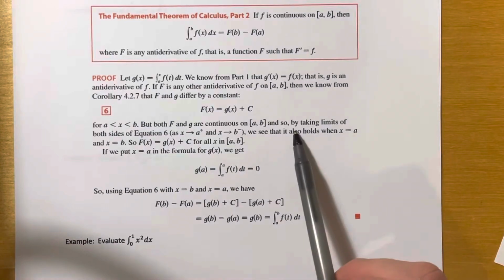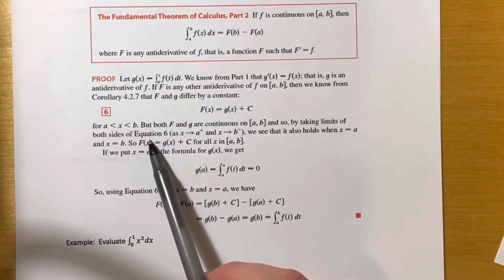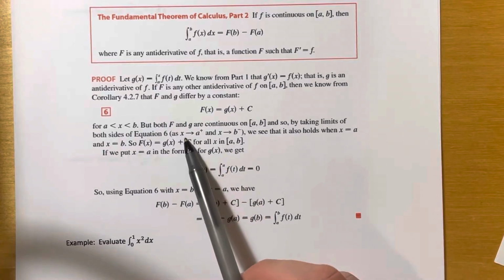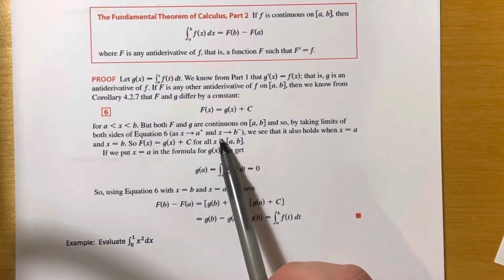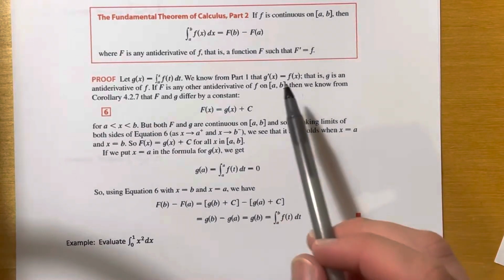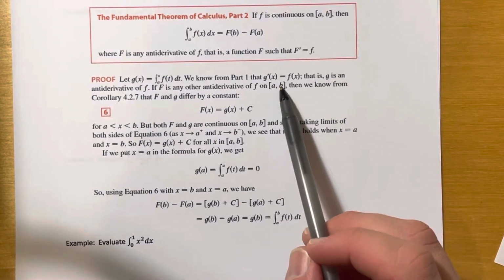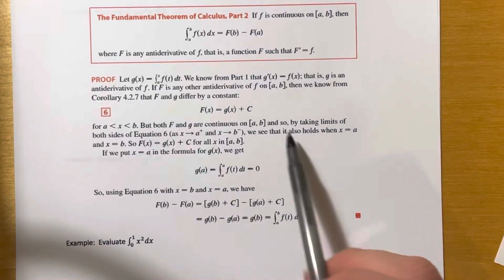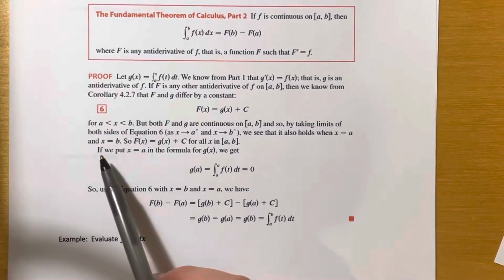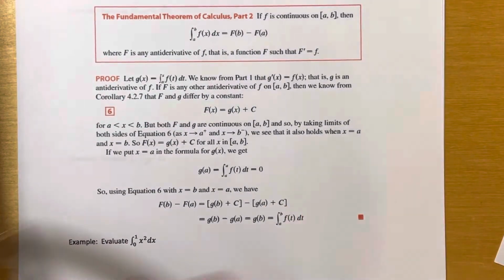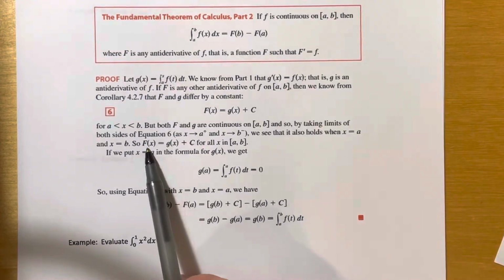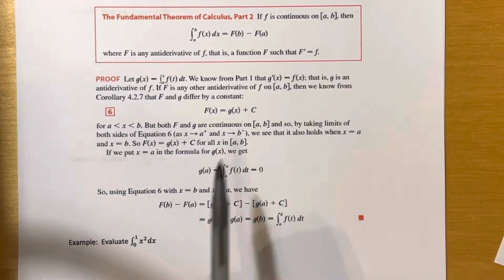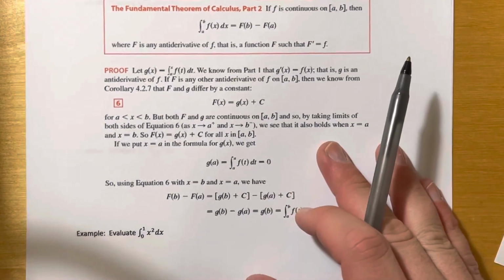And that means if we take the limits of this equation here as x goes to a from the right or to b from the left, because we have to approach a and b from inside this interval, the equation will also hold when x equals a and x equals b. So all of that is just to say that capital F of x is equal to little g of x plus c for every value in my closed interval [a, b]. Okay.